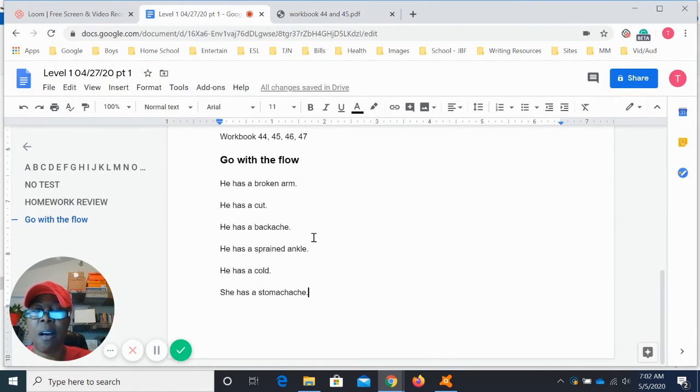So when we look on here, we can see how these should be written. Number 1, he has a broken arm. Number 2, he has a cut. Number 3, he has a backache. Number 4, he has a sprained ankle. Number 5, he has a cold. And number 6, she has a stomach ache.